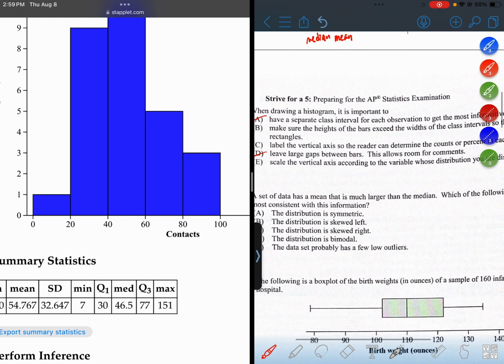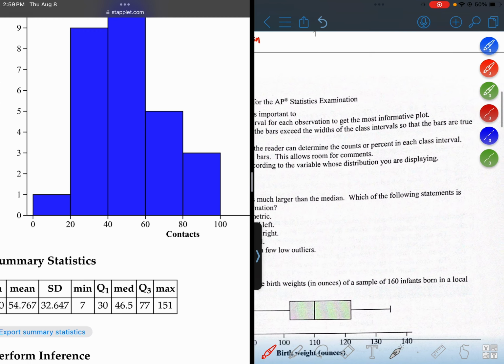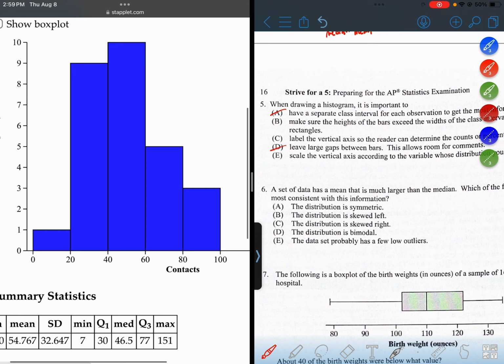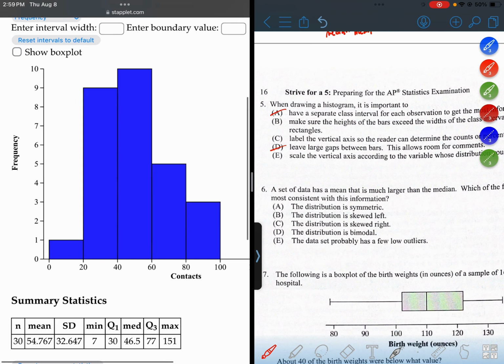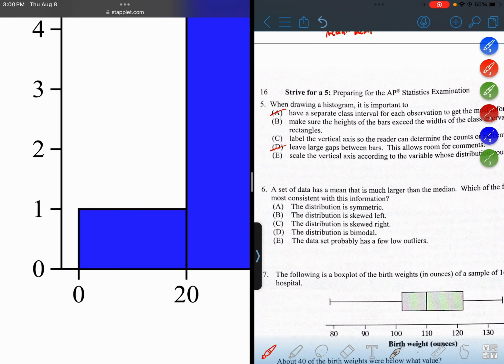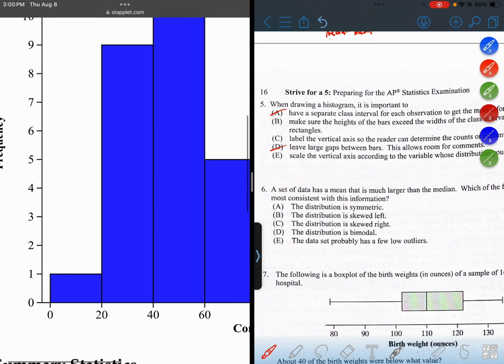B, make sure the heights of the bars exceed the widths of the class so that the bars are true rectangles. Well, some of these bars are taller than they are wide, but like this first bar, its width is bigger than its height. So it's not necessary that the bars always have to be higher than they are wide. It just depends on how many values fall into each bin. If it's not a lot, then you might get a short, wider bar. But if there's a lot of values in the bin, then you're going to get a tall bar. So I don't think B is a good choice either.